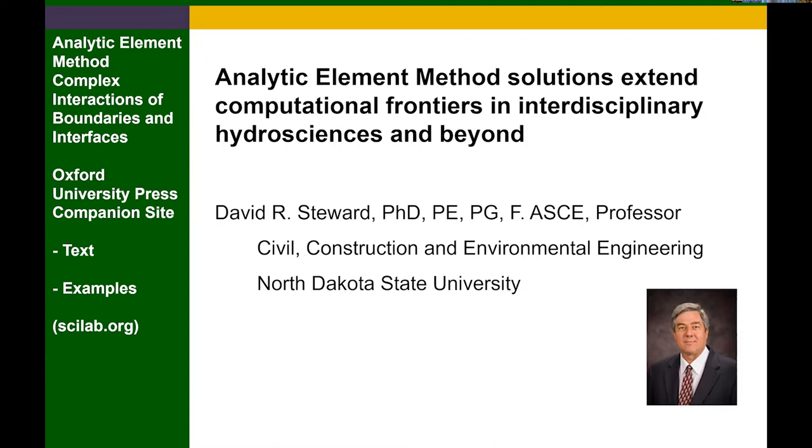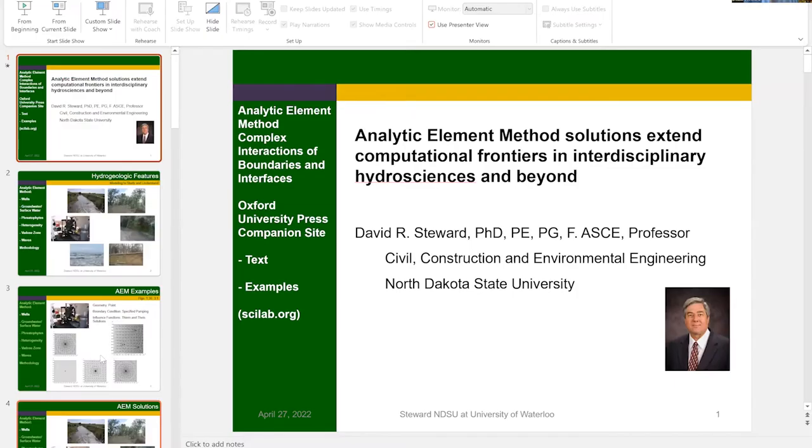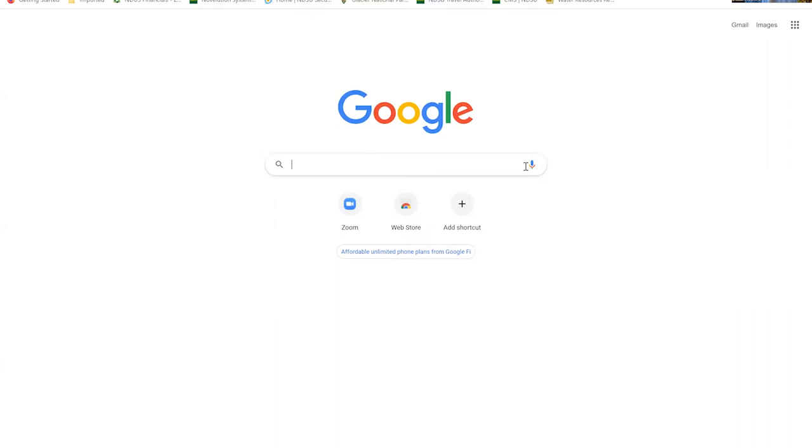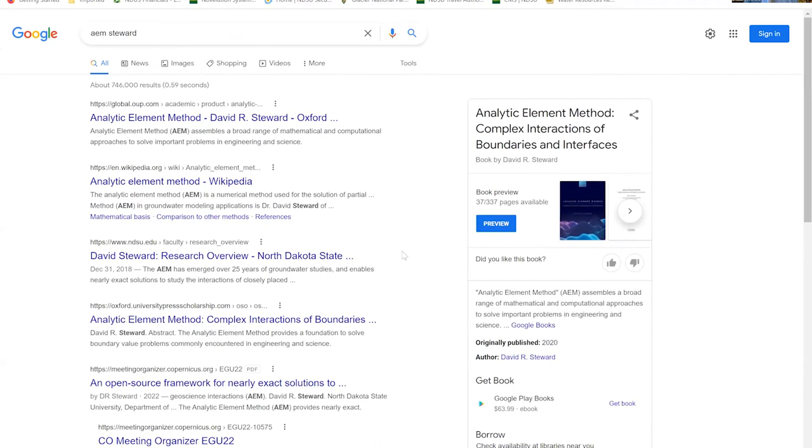Before I go through and show you some of the examples, I'm going to jump out of here. If you're on a computer, open up a web browser. I'll use Google, and I'm going to put in AEM, analytic element method, and my last name, Steward. If you are not at a web browser, you can go back and do this again at any of your computers. The first thing that pops up on my computer here is analytic element method, globaloup.com. And if I click on that link, that's the link to the book.